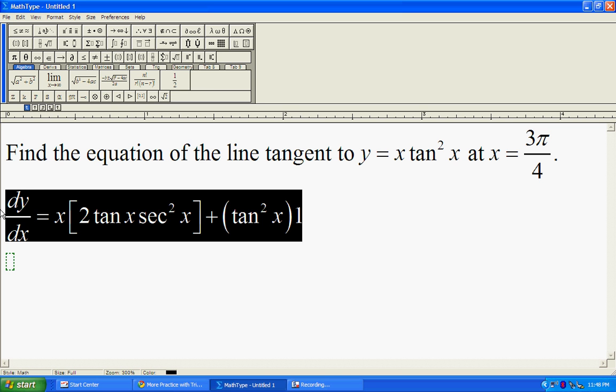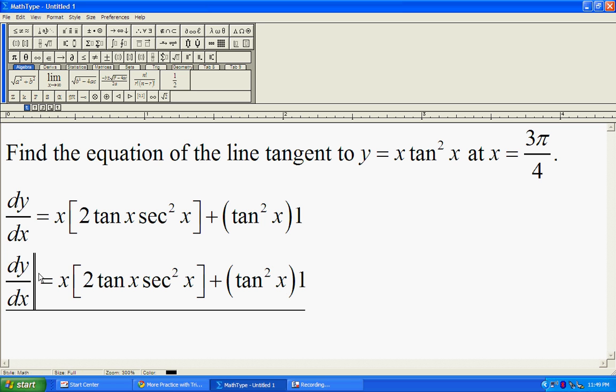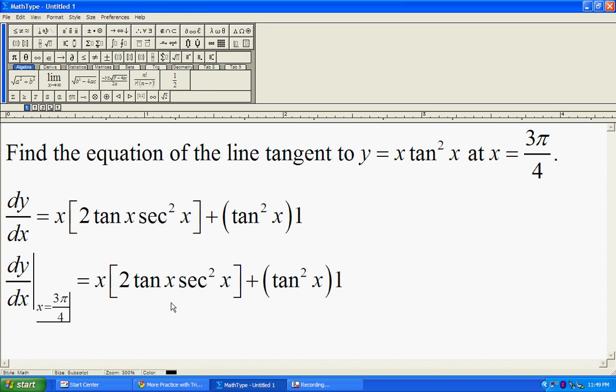Now, because we're looking for the equation of the line at a particular value, at x equals 3 pi over 4, we're going to go ahead and evaluate our derivative for this value here. So we're going to plug in 3 pi over 4 everywhere we see x.